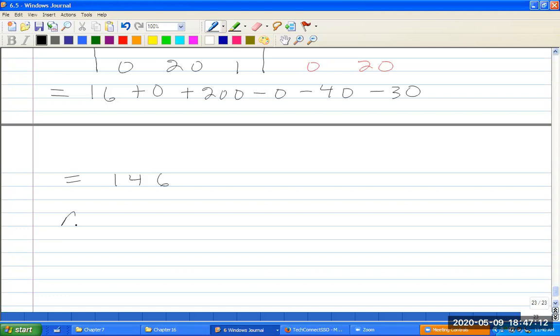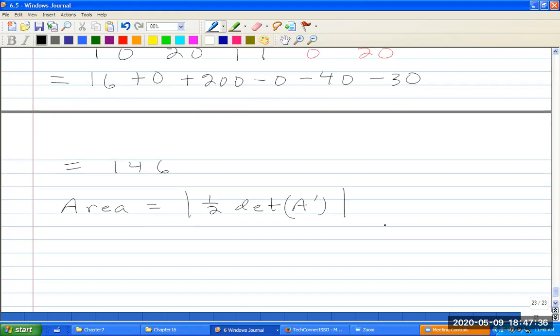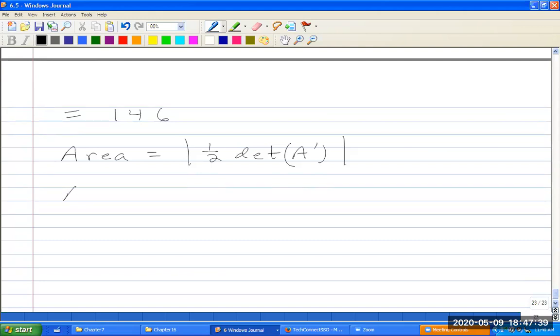So the area of the triangle is equal to 1/2 this determinant, in absolute value. So the area is just equal to 1/2 times 146, which is equal to 73. So the area of my triangle is 73.